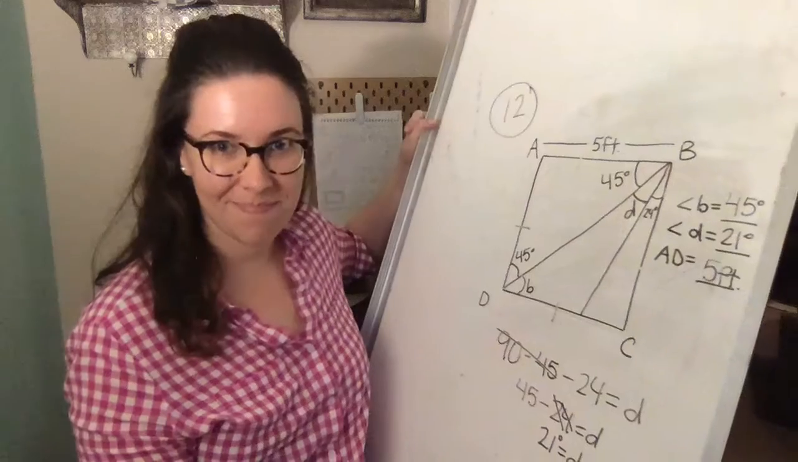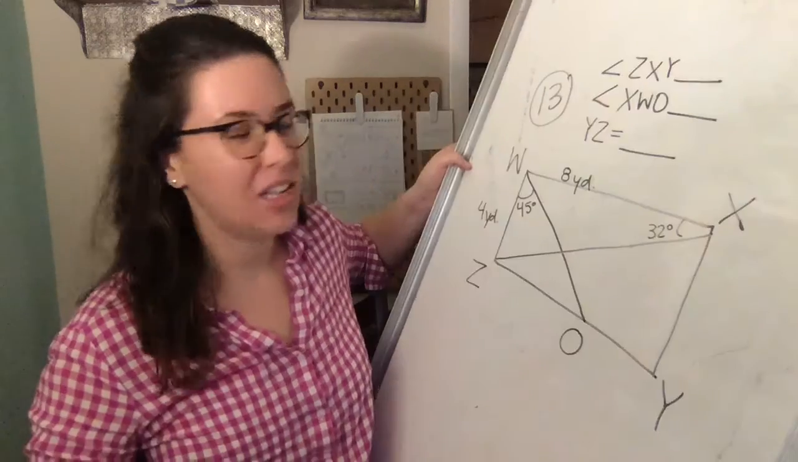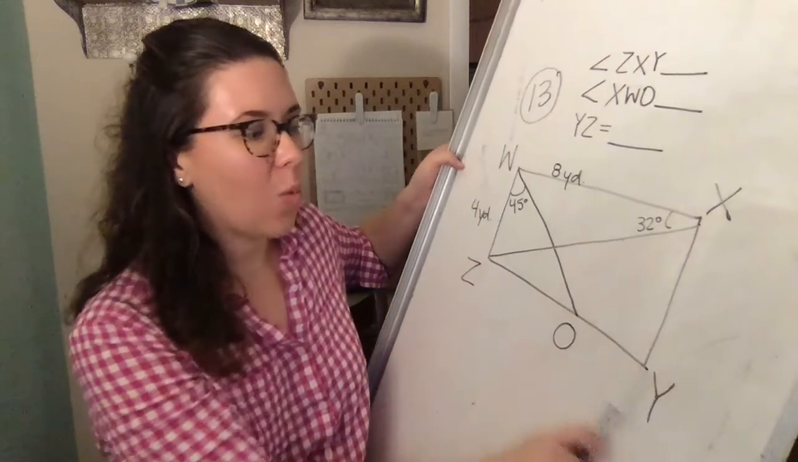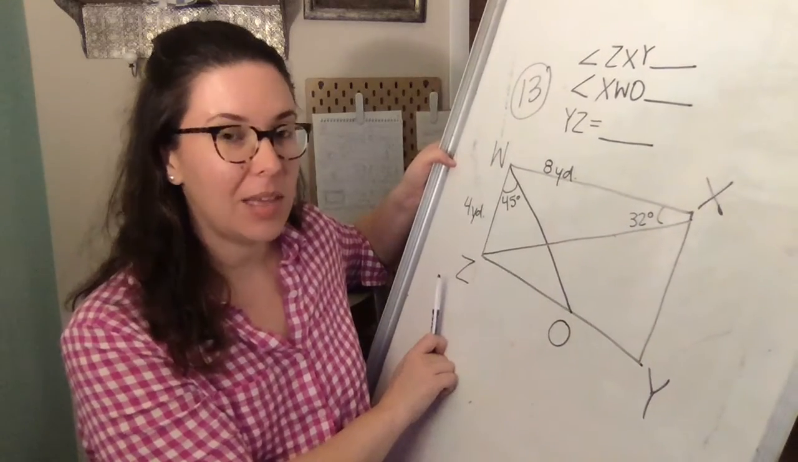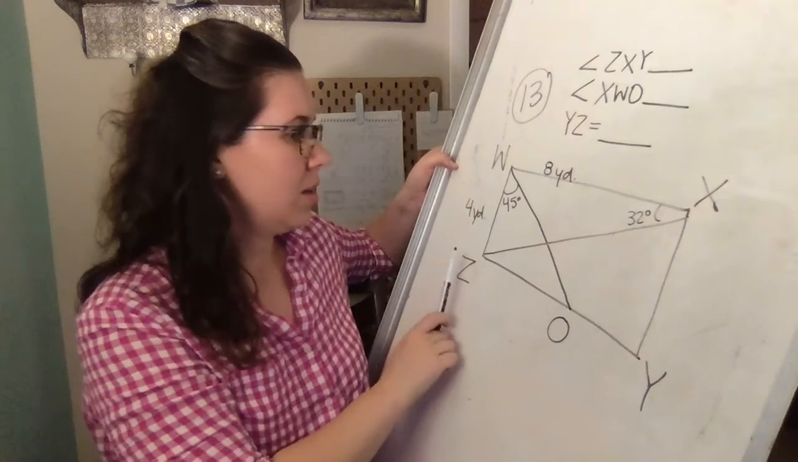21 degrees. All right, let's go ahead and check out number 13. They tell us that WXYZ is a rectangle, and they want us to solve for the angle ZXY.